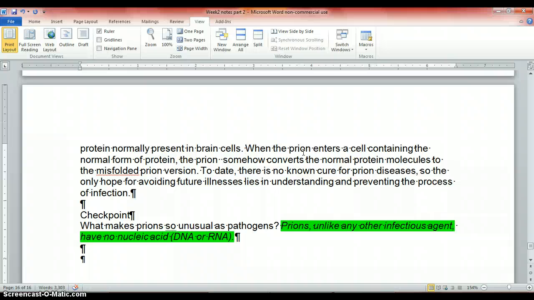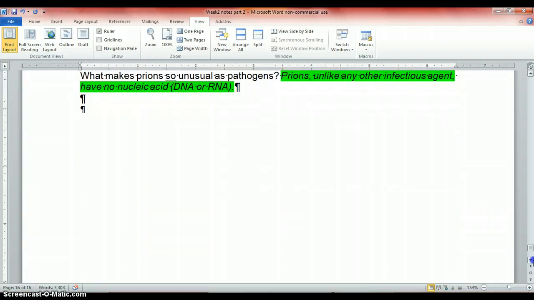To date, there is no known cure for prion diseases, so the only hope of avoiding future illnesses lies in understanding and preventing the process of infection. Some of the stuff is just really hard to understand. In constant studies, especially for things like this, if it says no known cure, if you were going to do a report on it, I would still look up the most current scientific research, because who knows, somebody could have made a stride since 2010 when the book was published. Lots of stuff going on.